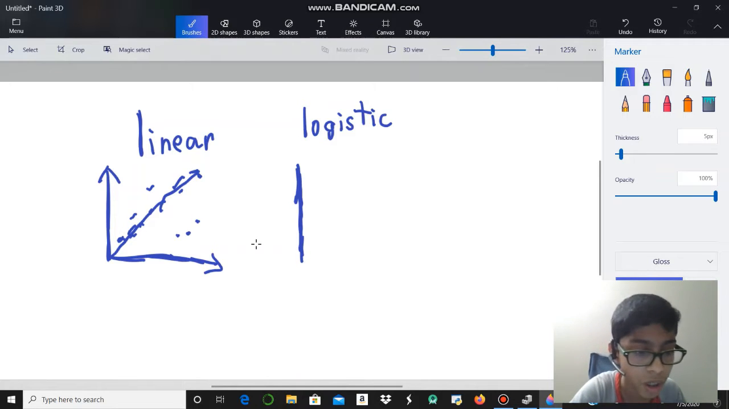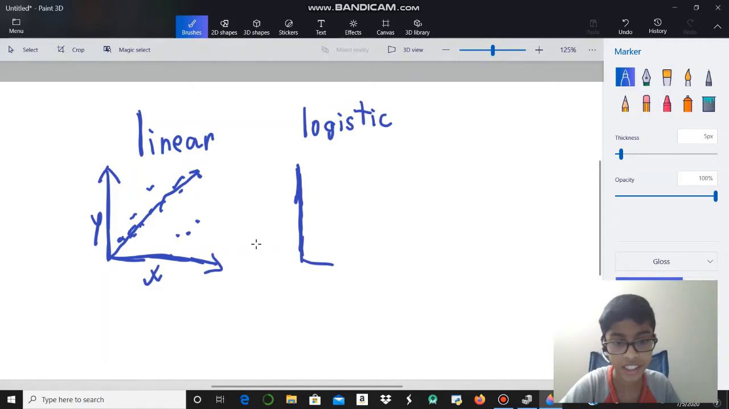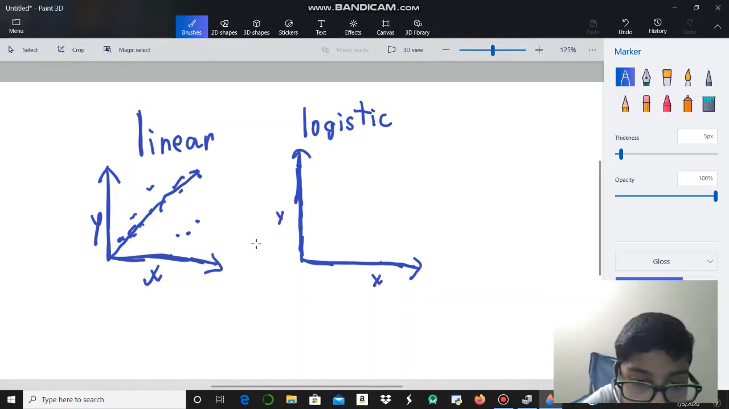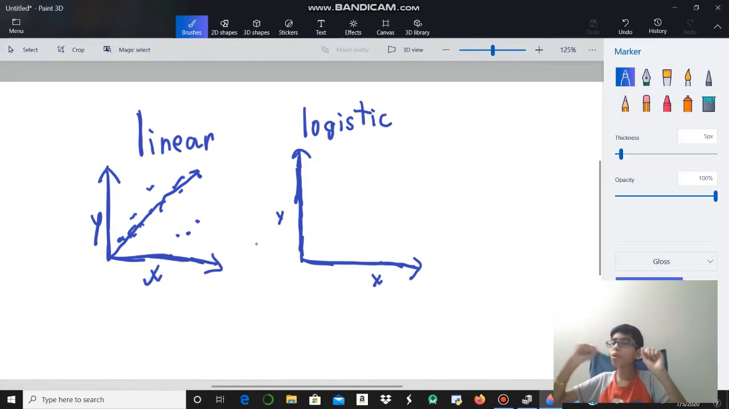So let me just draw a quick coordinate plane. Wow, I forgot to label the axes. This is the x, this is the y. What the logistic regression algorithm does is that it has a Boolean kind of value. What I mean is it has data points that have a yes or a no kind of answer, while the linear regression algorithm can have plenty of answers.